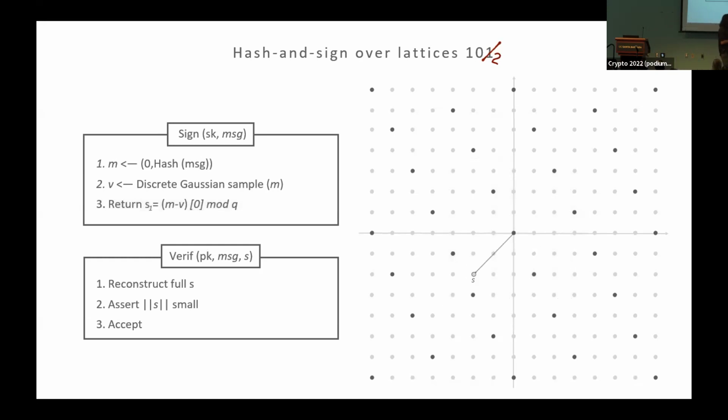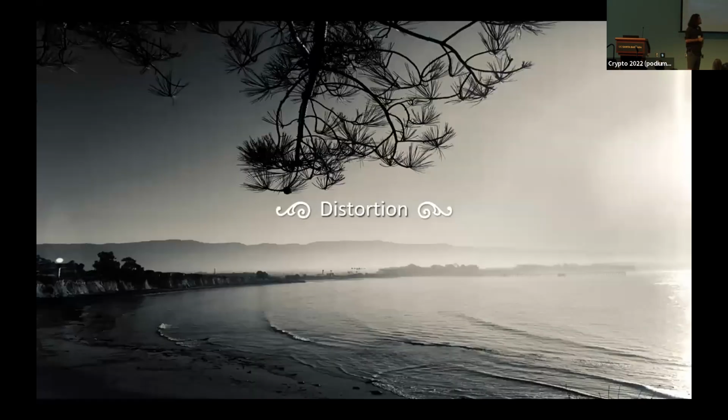So once we've done that, we just do the same. We check that the reconstructed signature is small enough, and we're happy with that. And if this condition is asserted, we accept the signature. Okay, so that was the rationale somehow of Falcon, this hash and sign on NTRU lattices.